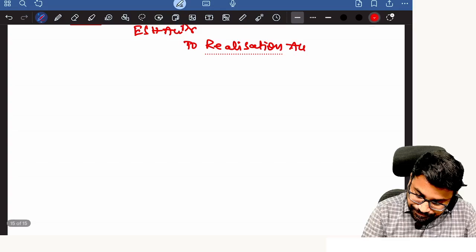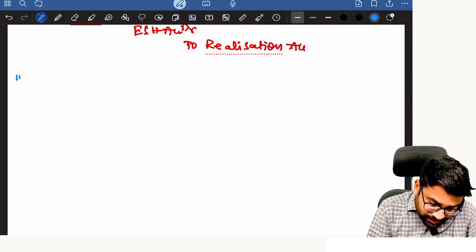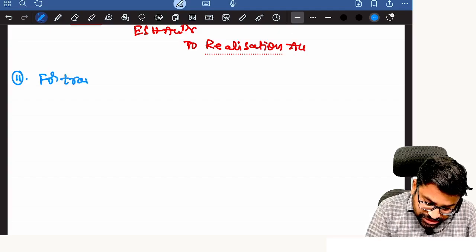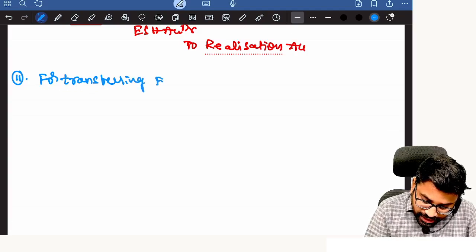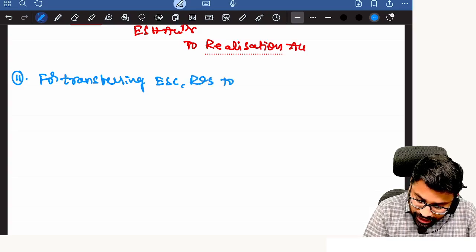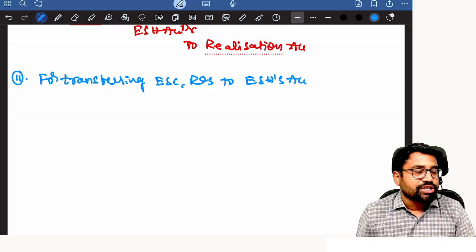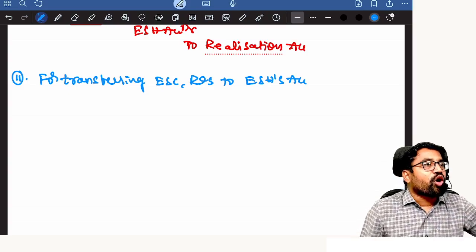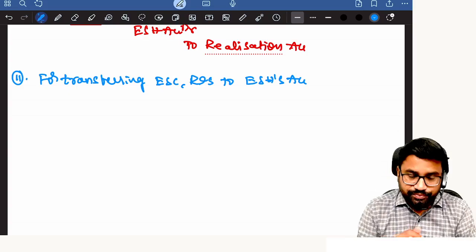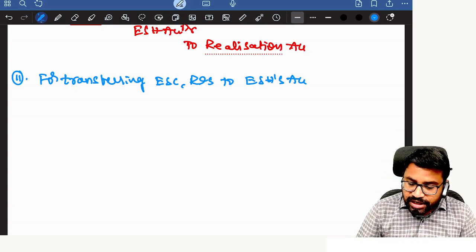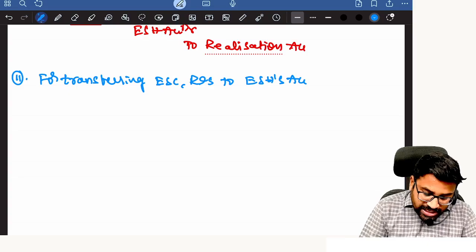Next, entry number 11, for transferring equity share capital, reserves and surplus to equity shareholders. Before settling the equity shareholders account, first transfer what belongs to equity shareholders. So in the transferor company, what items belong to equity shareholders? Equity share capital and reserves and surplus. So transfer these two things.